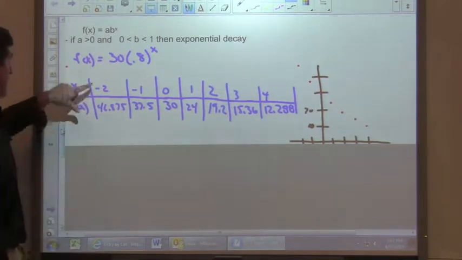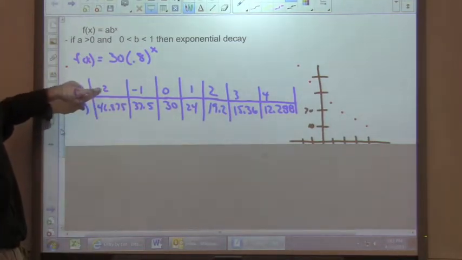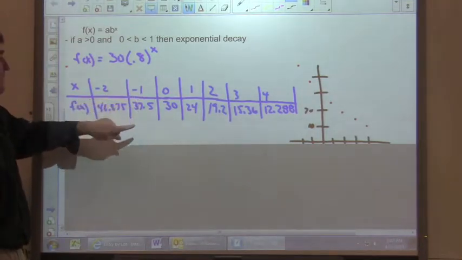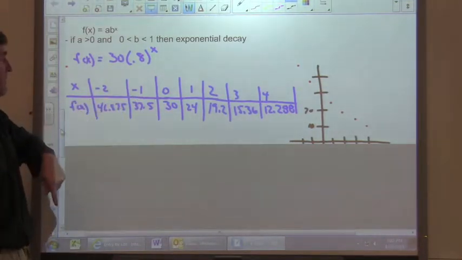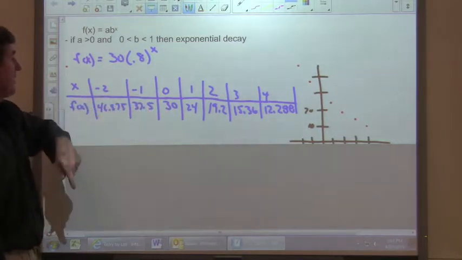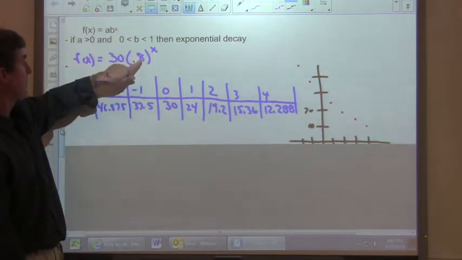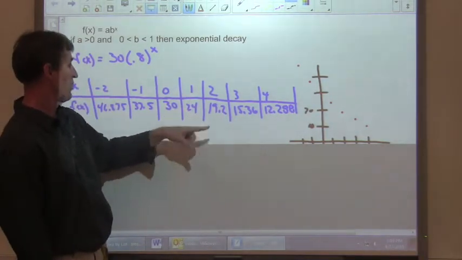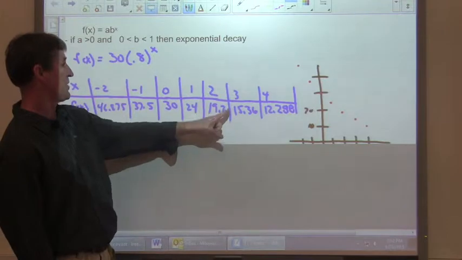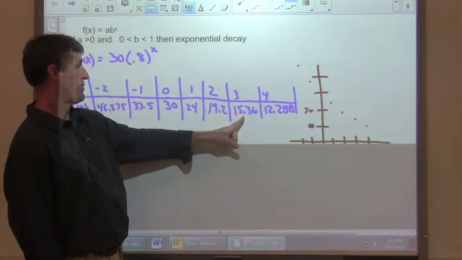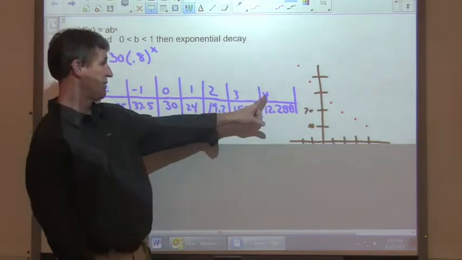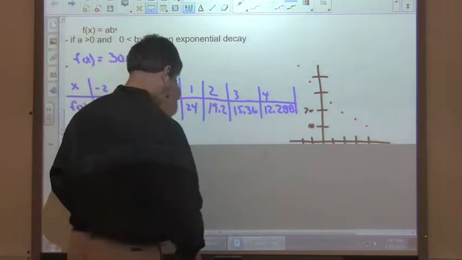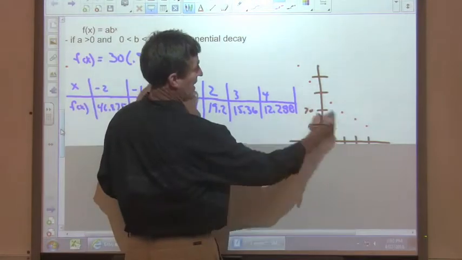And as we plug it in again to the chart, to the negative second power we get 46.875. To the negative first power we get 37.5. To the 0 power we get 30, because remember 0.8 to the 0 is 1 times 30 is 30. And then so on. To the first 24, to the second 19.2, the third power 15.36, and to the fourth power 12.288. And again, if we were to graph this, I've dotted those points in there.